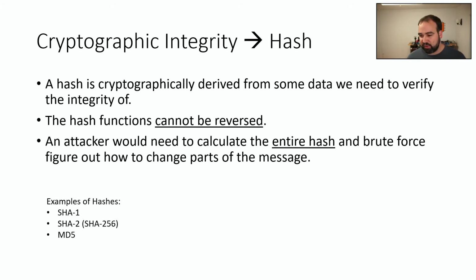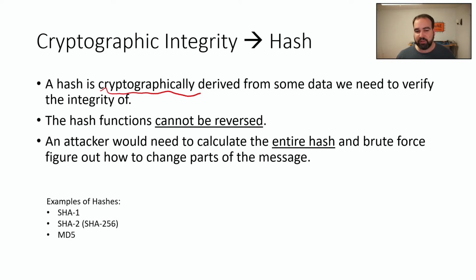So we need a cryptographic integrity provided by a hash function. And basically, a hash is cryptographically derived from some data that we verify the integrity of. The difference here when we say cryptographically, basically it means it cannot be reversed. So if someone just gives you the hash, you could never figure out all of the data that went into that. And more importantly, even if you change one single bit of the input data, it should totally change all of the output. So that's kind of the point of the hash algorithm.